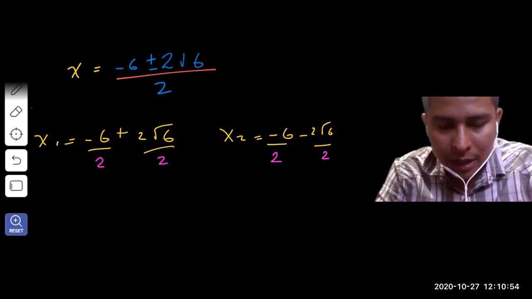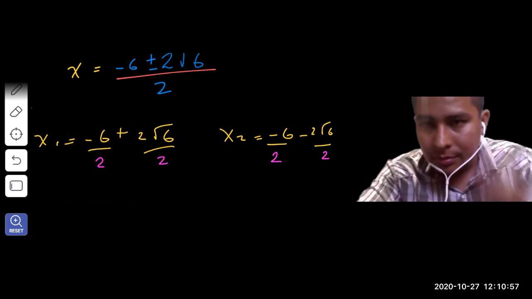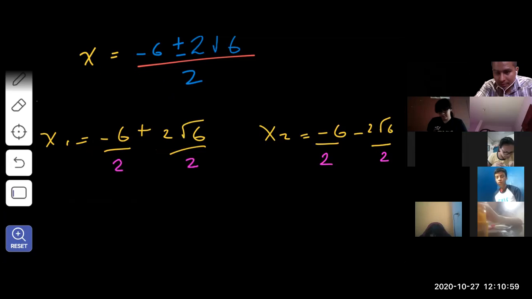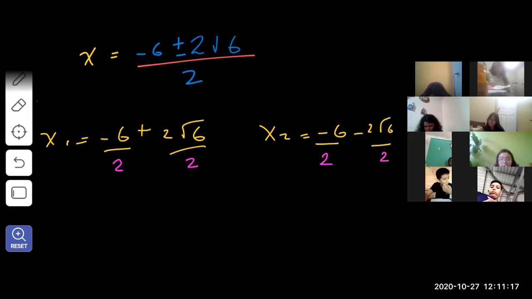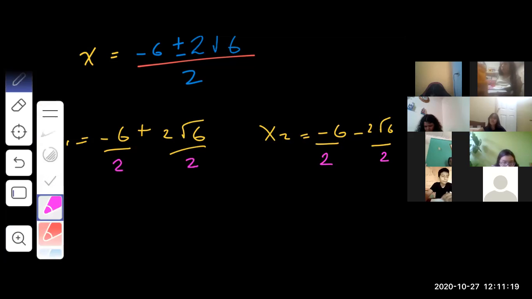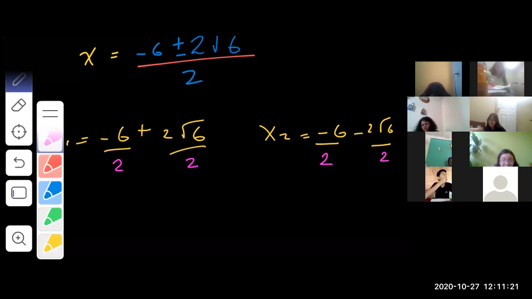Okay, let's do that. It is -3 plus the square root of 6. The other is the same, and what's the difference? Only the sign. One is positive, the other is negative. Thank you very much.